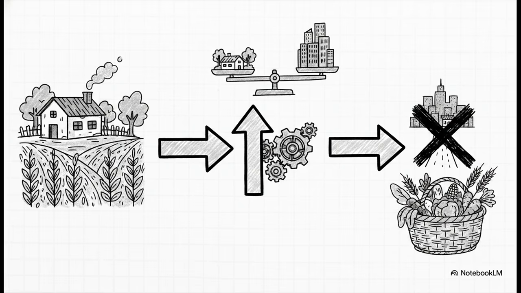And this is a huge one. You stop mass rural to urban migration. If people have solid jobs and good hospitals right in their own hometown, they aren't going to pack up and flood into already overcrowded cities looking for a better life. Plus, by modernizing agriculture, you ensure national food security. The whole country eats because the villages succeed.